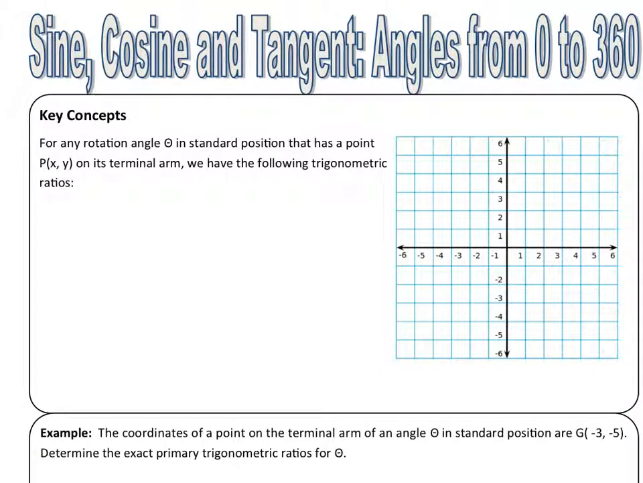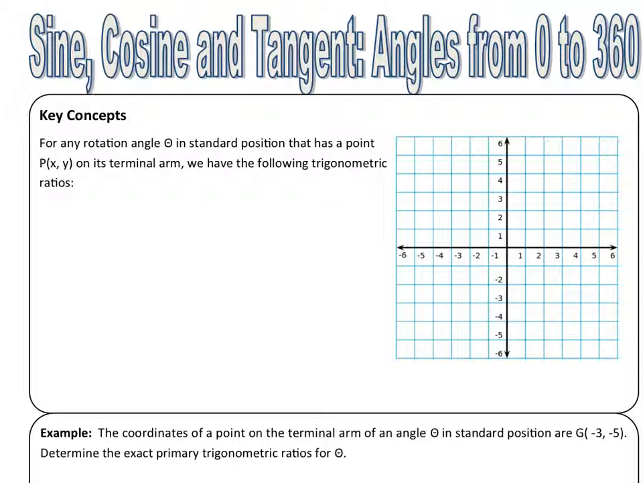Hey guys, so yesterday we did our special angles, but today we're going to do sine, cosine, and tangent, so the primary trig ratios of angles anywhere from 0 to 360. So we're looking at not just our 45, 30, and 60, we're looking at any of the angles that we have on our coordinate plane.